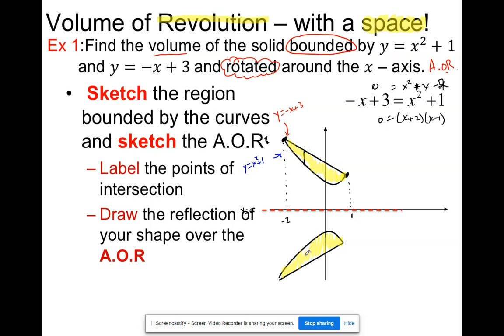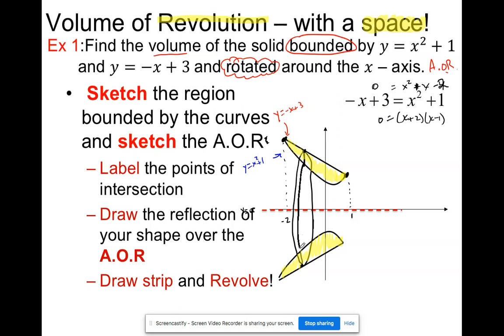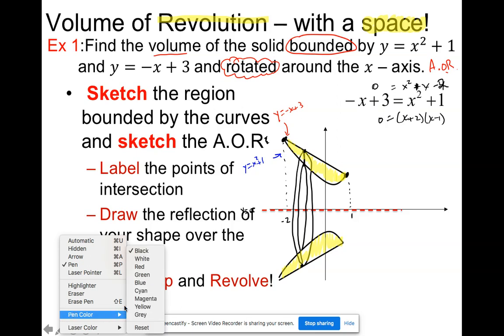Take your strip and draw it in your image. And revolve. Revolve the top. I'm going from the line to the image of the line. Revolve. I'm going from the curve to the image of the curve. Revolve. That, my friends, is not a disc.